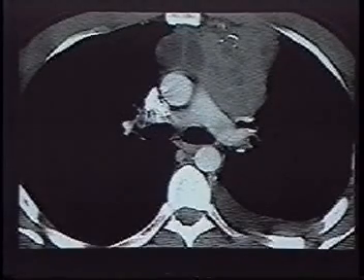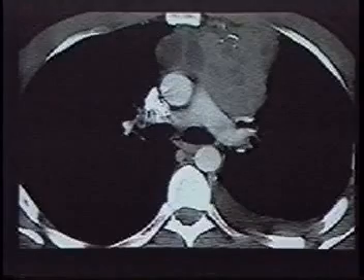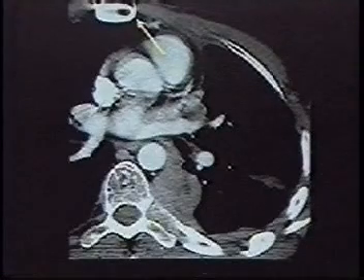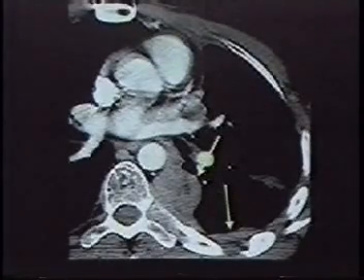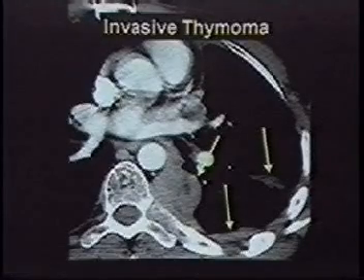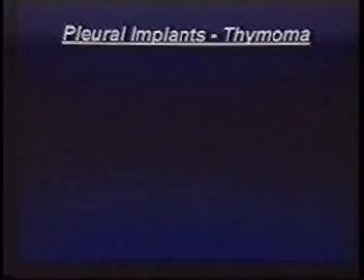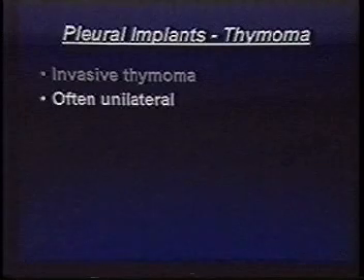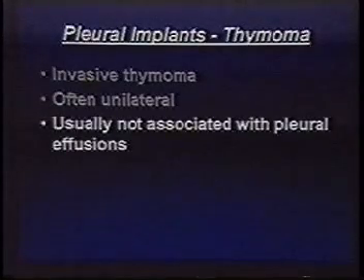This is a patient with an anterior mediastinal mass, heterogeneous in attenuation, which was found to be an invasive thymoma associated with a small left pleural effusion. And on a follow-up CT following median sternotomy and thymectomy, multiple pleural masses and nodules are found, including the left major fissure. And this is from an invasive thymoma. Pleural implants in thymomas are associated with the 30% of thymomas which are invasive. These are often unilateral and are usually not associated with pleural effusions or large pleural effusions.